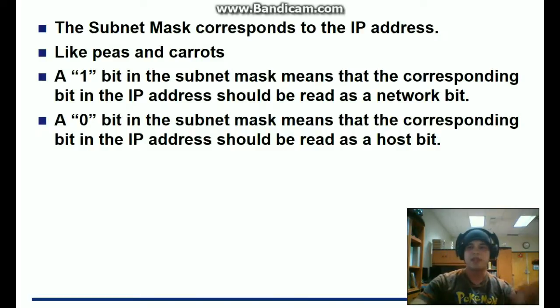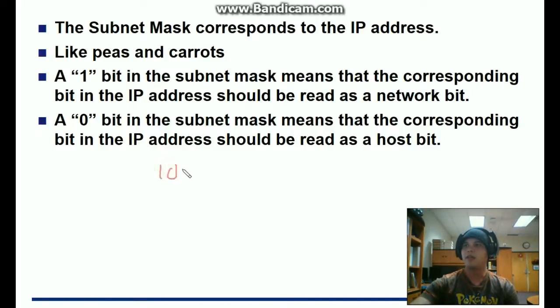The subnet mask is just like an IP address, has 32 bits, but has a different meaning. So a 1 bit in the subnet mask means that the corresponding bit in the IP address should be read as a networking bit. All right. So remember how we had the network portion of an IP address based on class A, B, or C. That is represented in the subnet mask as 1. All zeros in the subnet mask means that the corresponding bit in the IP address should be read as a host bit. All right. So let me give you an example right here.